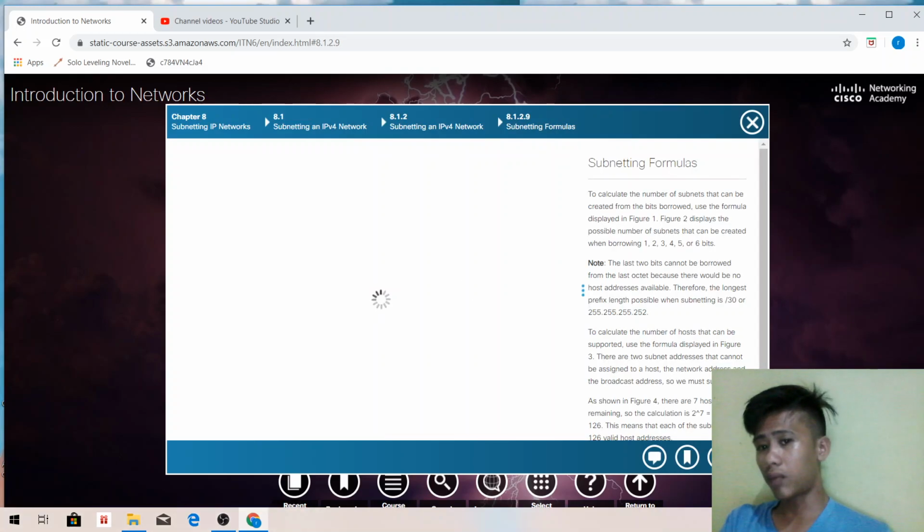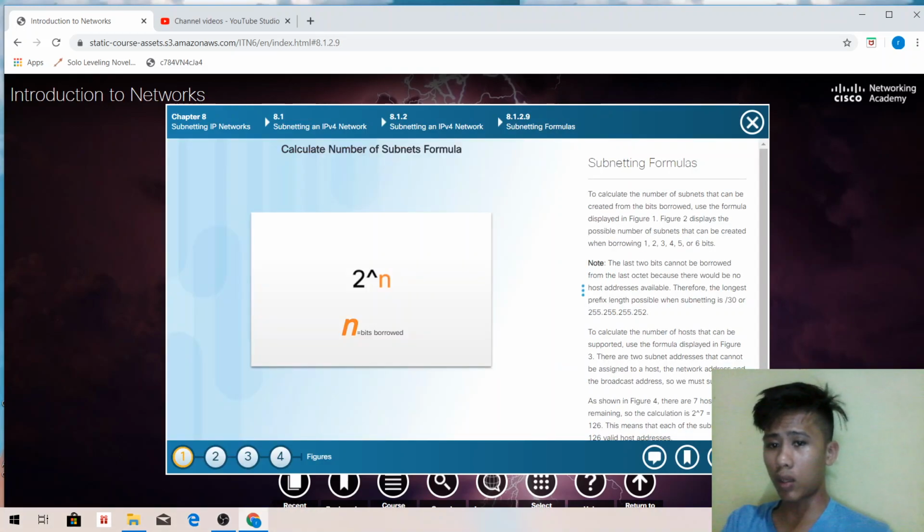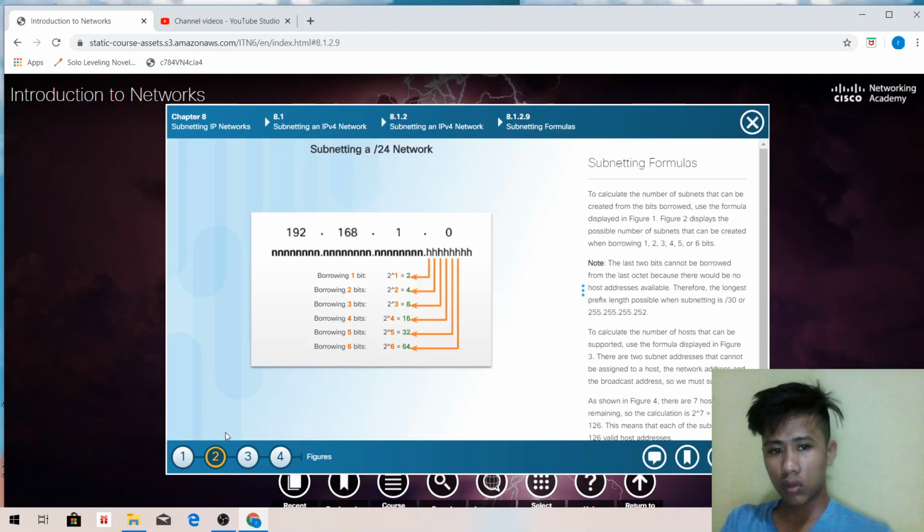What are the subnetting formulas? To calculate the number of subnets that can be created from the bits borrowed, use the formula displayed in Figure 1, where n equals the number of bits borrowed. Figure 2 calculates the subnetting and displays the possible numbers of subnets that can be created when borrowing 1 to 5 or 6 bits.